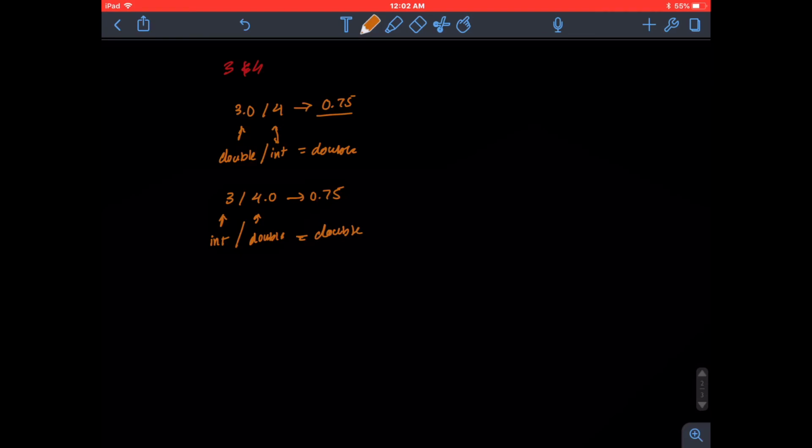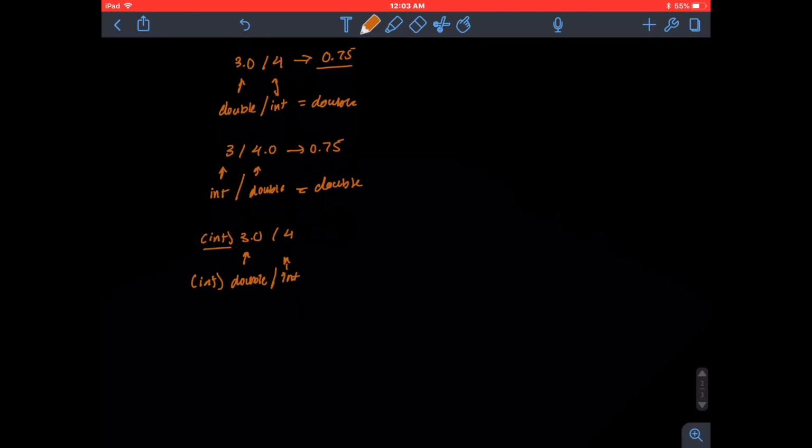Now what if we cast int to 3.0 and then we divide that by 4? So this is a double divided by an int. But then we have a special case because we cast it over here. So technically it's a double casted to an int divided by an int. Since this double is casted to an int, this is temporarily treated as an integer value. And then whenever we have an integer value divided by another integer value, it always equals an integer value. So this will be equal to 0 if we just figure out the math.